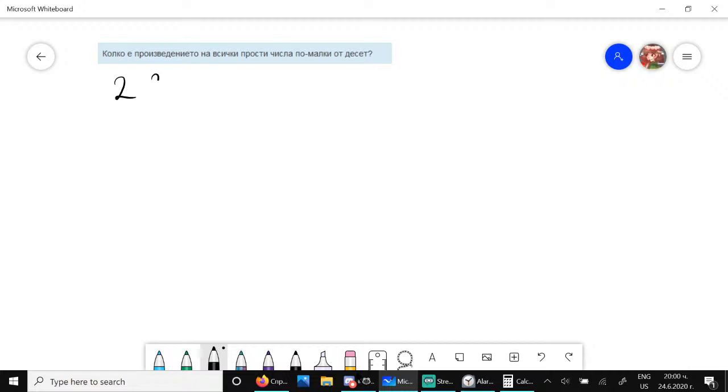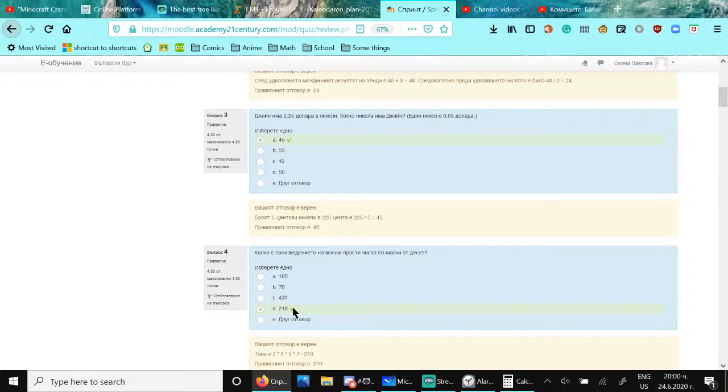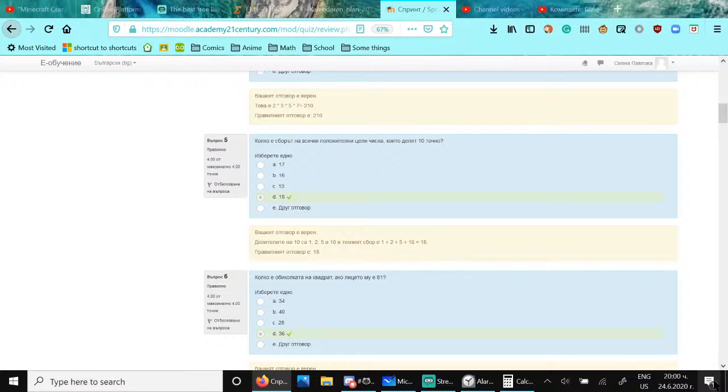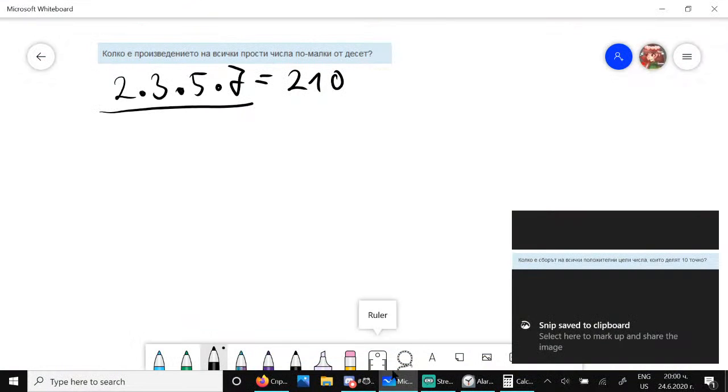So the prime numbers are 2, 3, 5, 7. That's all the prime numbers that are smaller than 10. So we want to multiply them, and that's equal to 210. And that's the correct answer. The next one, let me erase the canvas.